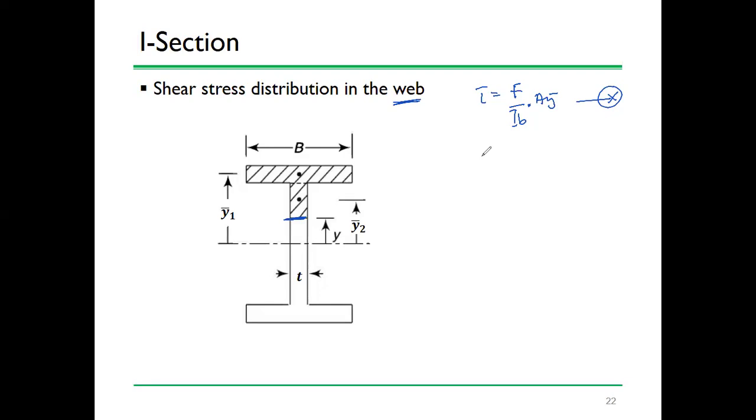All right. So we have to look for, these are two different sections. These are two different sections. So we are dealing with the web. Okay. So the B, we are dealing with the web. So the B is equal to what? Small t, because that's the thickness of the web. Area.